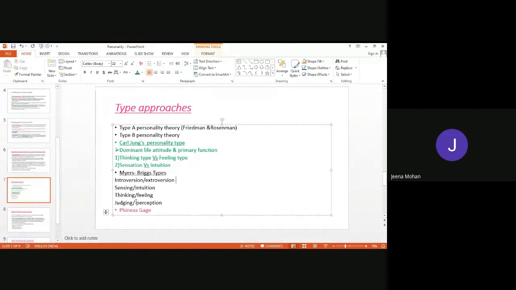Okay, so these are the main four categories according to Myers-Briggs type: extroversion, introversion, sensing, intuition, thinking, feeling, and judging, perception.